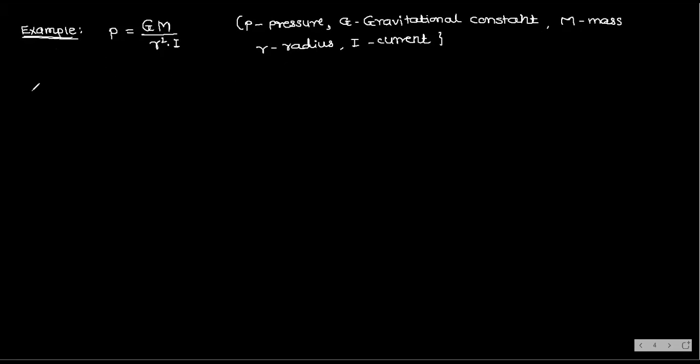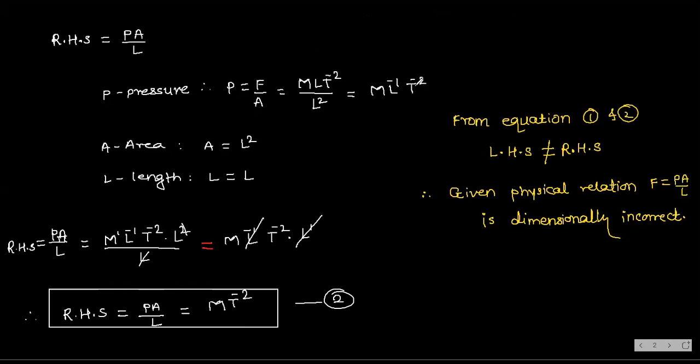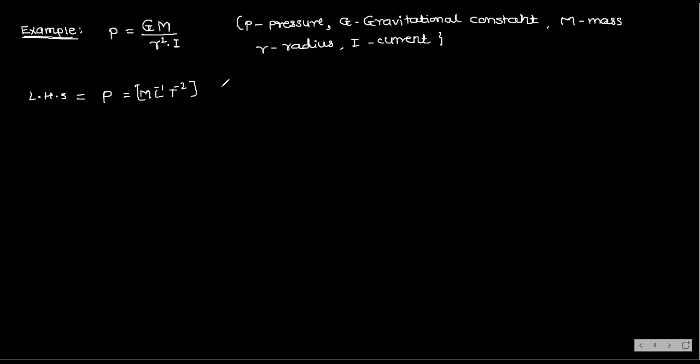So let's start from LHS, the left hand side, which is equal to P. P is pressure. So the pressure dimensions, you know, are M L power minus 1, T power minus 2. Already I have calculated this. If you go back, you will see it. See, M L power minus 1, T power minus 2, right? So let's call this equation number 1. This is your left hand side. Next, now the right hand side, RHS.